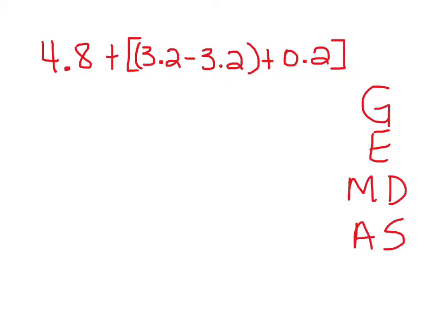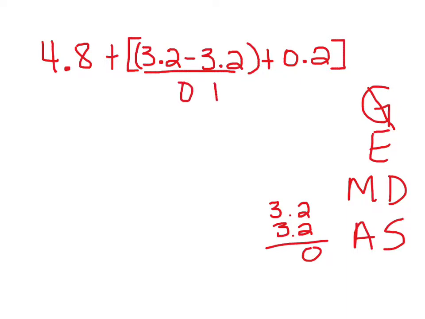4 and 8/10 plus, in the bracket, parentheses, 3 and 2/10 minus 3 and 2/10 plus 0 and 2/10. All right. So GEMDAS, the first thing we're going to do is the parentheses. 3.2 minus 3.2. Okay, gives you 0. Plus 0 and 2/10. We're going to keep the brackets around them. Bring down the 4.8 and the plus sign.